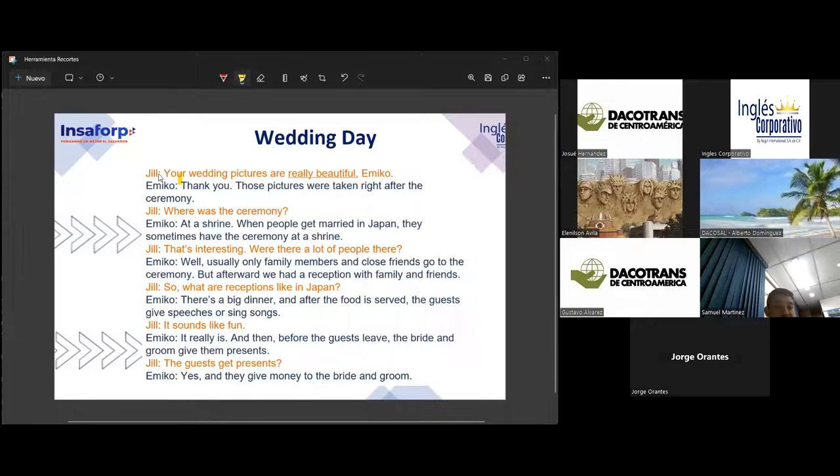A ver, le toca, José. Voy a iniciar. Ah, sí, inicia. Inicie usted, yo voy con la otra parte. Ya, okay. Practiqué eso. Your wedding pictures are really beautiful, amigo. Thank you. Those pictures were taken right after the ceremony. Where was the ceremony? At a shrine.